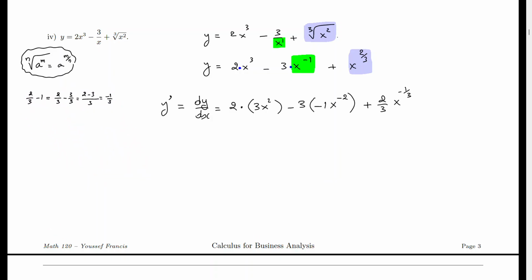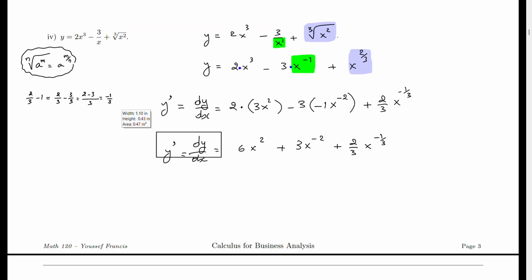Okay, we're almost done. We just have to clean up, and so let's write down the final answer. The derivative, which is y prime, or dy over dx, is 6x squared plus 3x to the power of -2, and then plus 2/3 x to the -1/3.